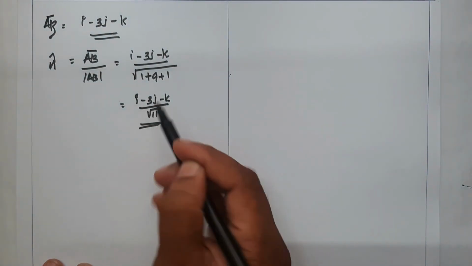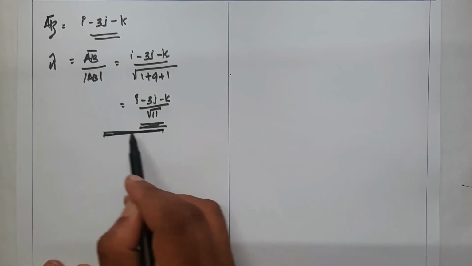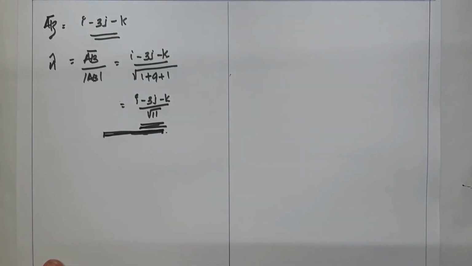That's all. Okay, it's a very important question. This type of question is very important. Next, you define the position vector of a point using the section formula. That will be discussed later.